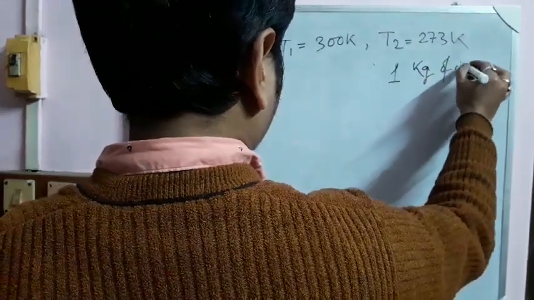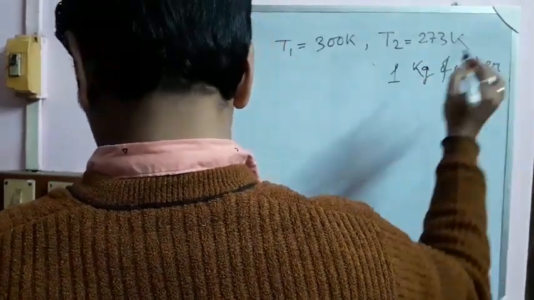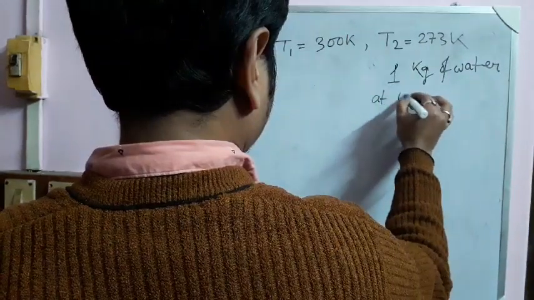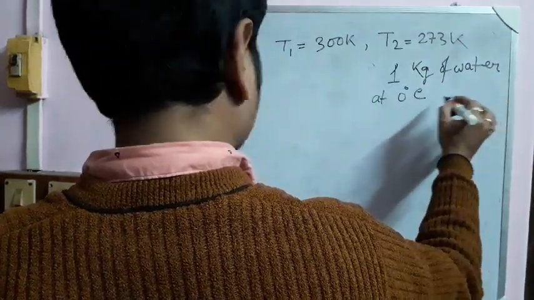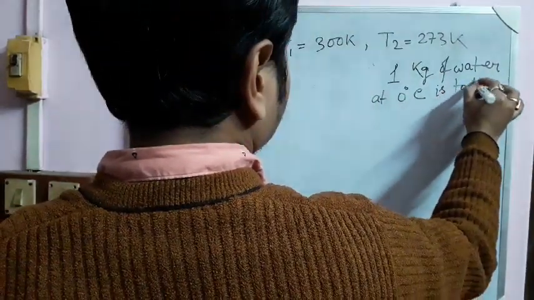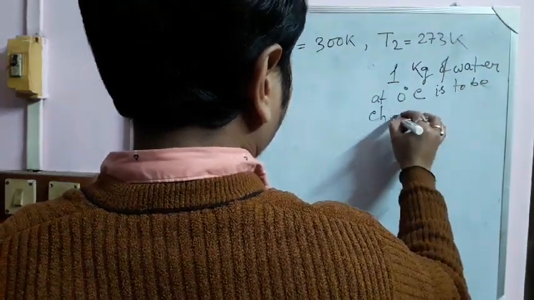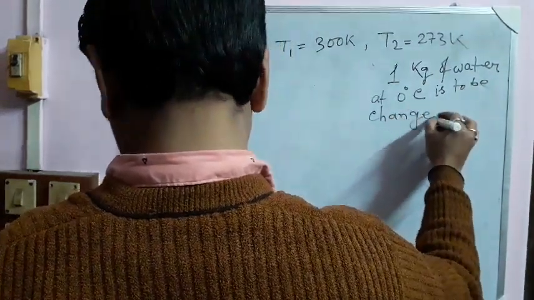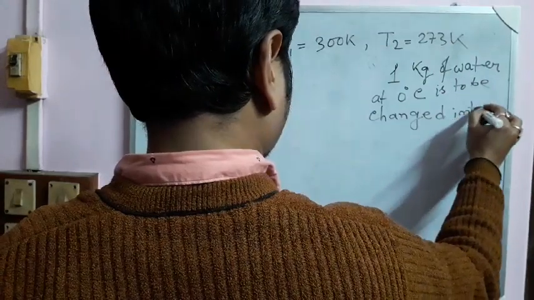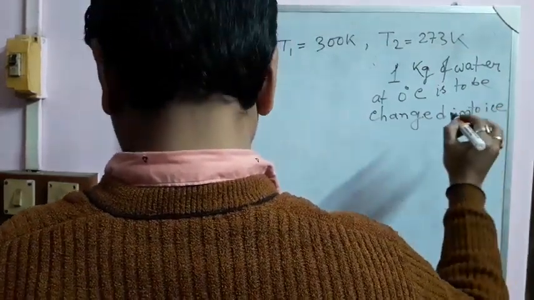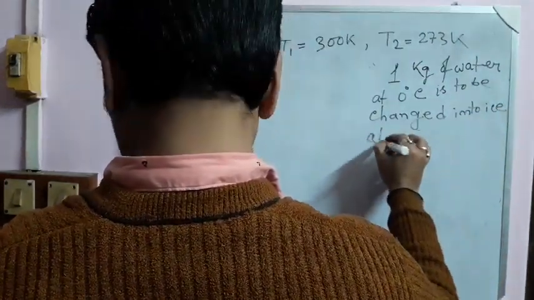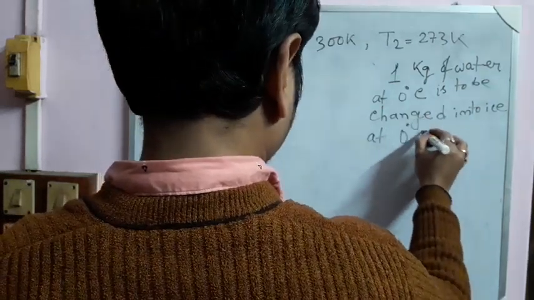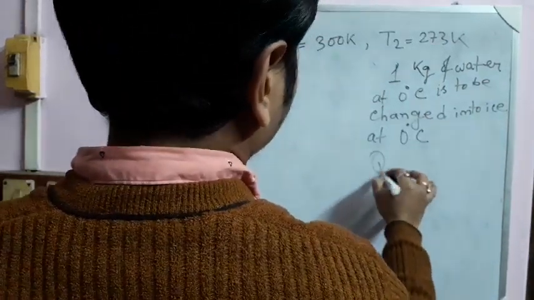1 kg of water at 0 degrees Celsius is to be changed into ice at 0 degrees Celsius. So what will be my Q1?